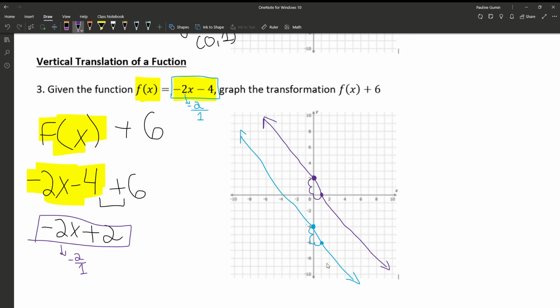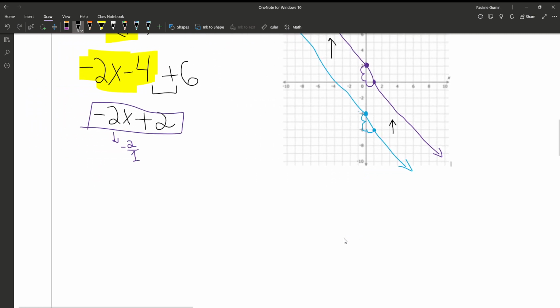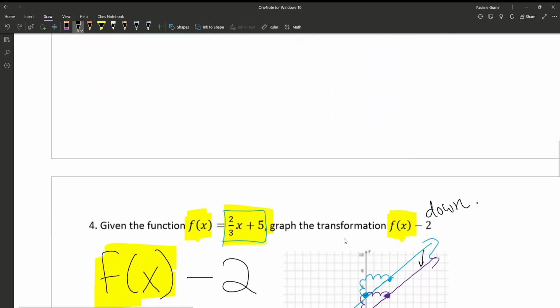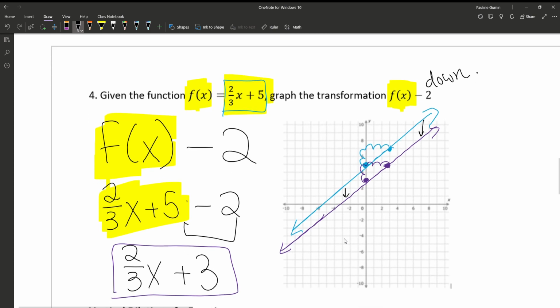So we had a transformation. We had a vertical translation happen from the blue to the purple function. Hopefully you can see that it moved upwards. The next example that we have is a transformation downwards.